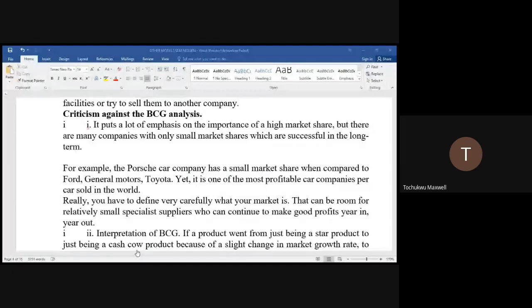Hello, sir. Good evening, sir. My name is Maxwell. Good evening. You're welcome, sir. So, please, I want to ask, is it that a dog can never be resurrected to become a cash cow? Is there no way that a dog can be resurrected, sir?